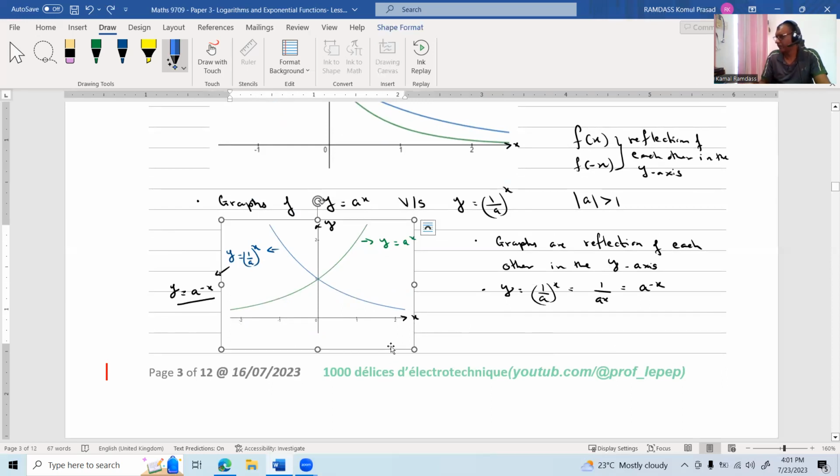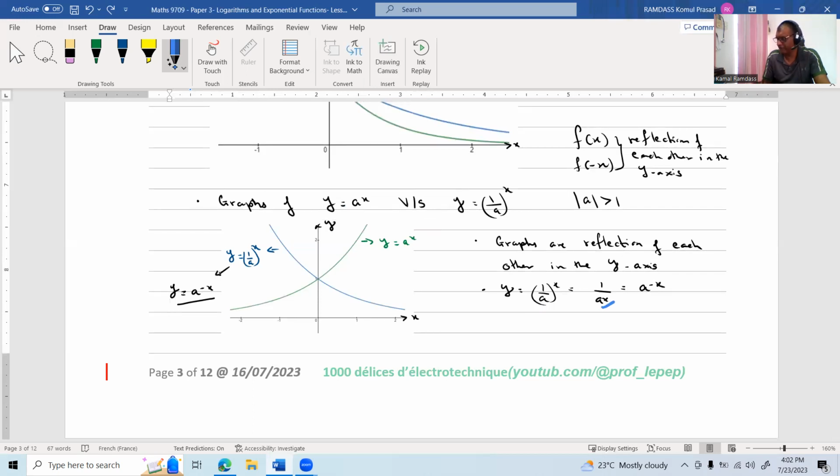Greater than 1. Okay. And we find that y is equal to 1 over a to the power of x. 1 over a to the power of x is equal to 1 divided by a to the power of x, which is equal to a to the power of minus x.